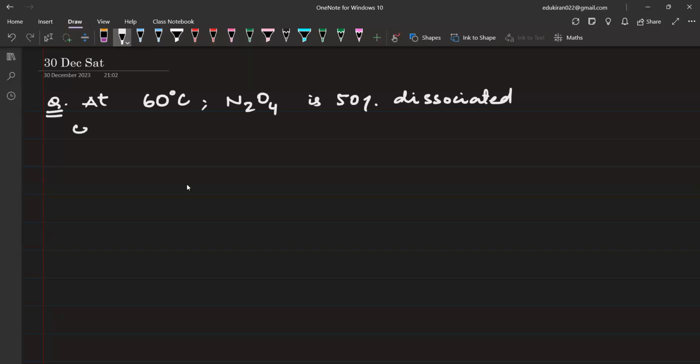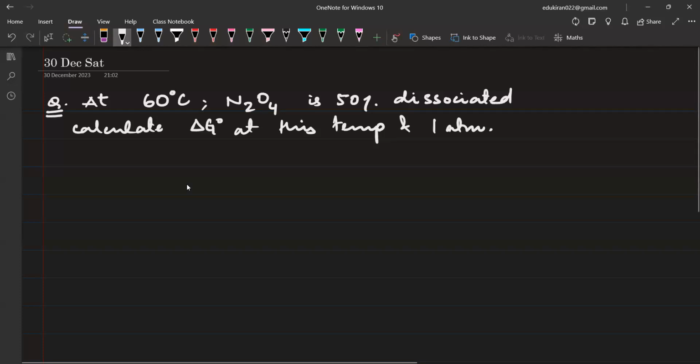They're asking to calculate delta G naught at this temperature, and 1 atm is the pressure they have given. So there are a few problems in this particular question.